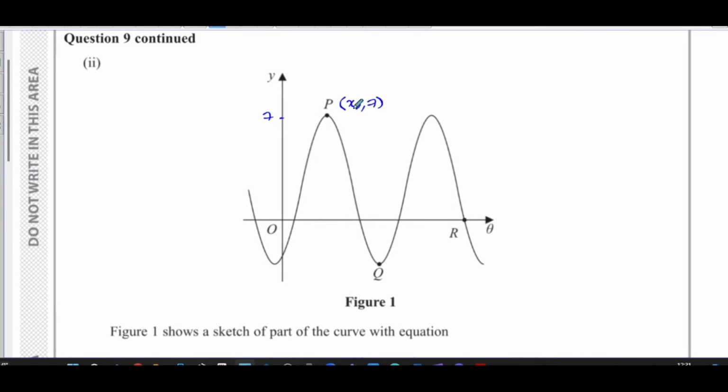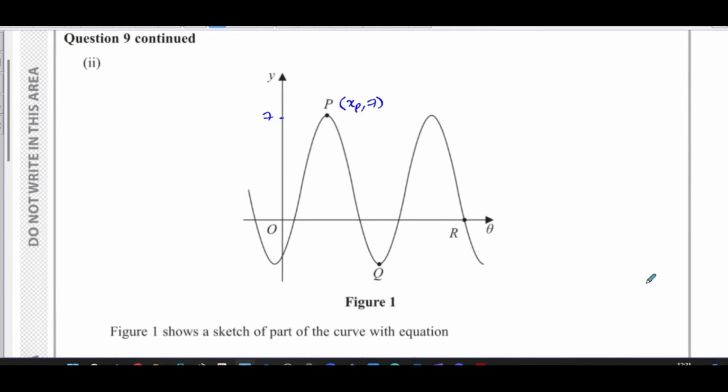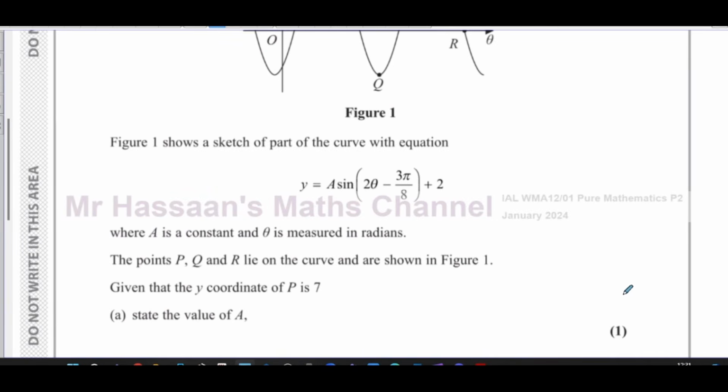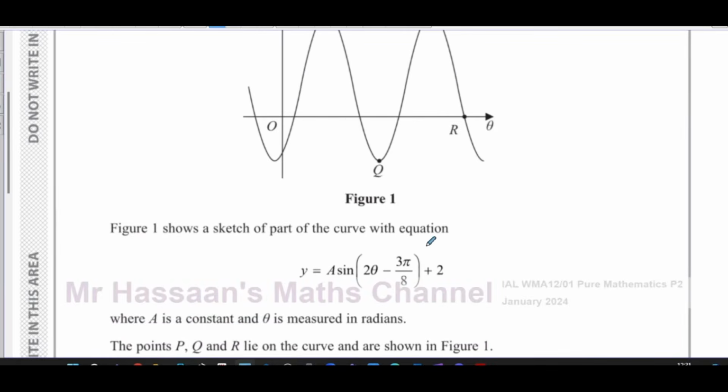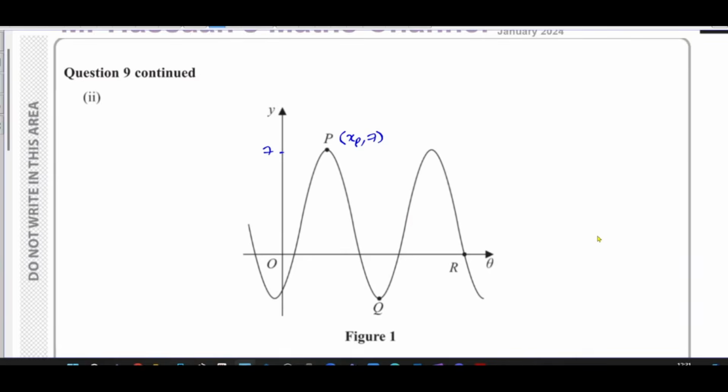We don't know the x-coordinate, but the y-coordinate is 7. States the value of A. All right, so now this is not too difficult to do. It's only worth 1 mark. It just says state, but I'm not just going to write the answer down and go ahead. I'm going to explain to you the thought process behind getting the answer.